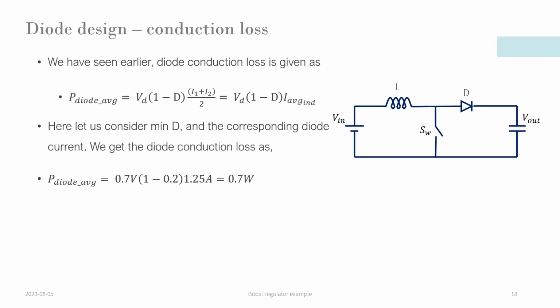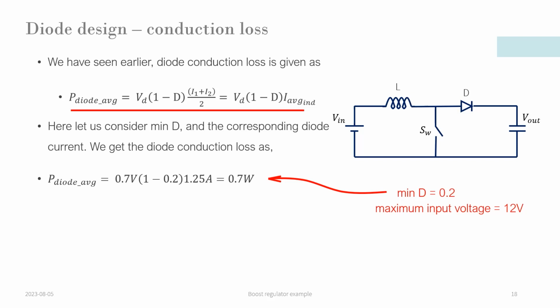Let us now look at conduction loss of the diode. Conduction loss is given as shown in the equation here. Let us consider minimum D at maximum input voltage to get the corresponding diode current. We get diode conduction loss as 0.7 into 1 minus 0.2 into 1.25 amps. This gives us 0.7 watt.